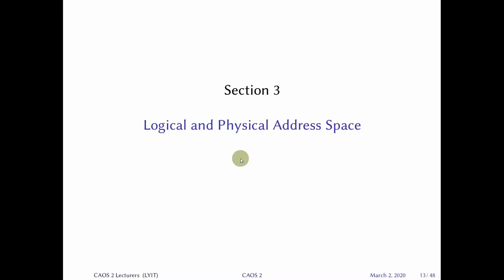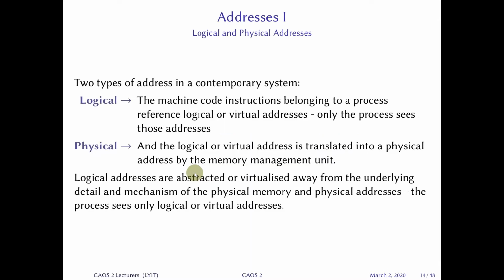So we need to have a separation between these two address spaces and an understanding not only that they are separate address spaces, but also that they relate to each other by a process that we'll describe as mapping. So the two types of address space are logical address space and physical address space. A logical address space belongs to a process and is internal to the process's view of itself. So this is a set of machine code instructions that reference addresses that are private to a particular process.